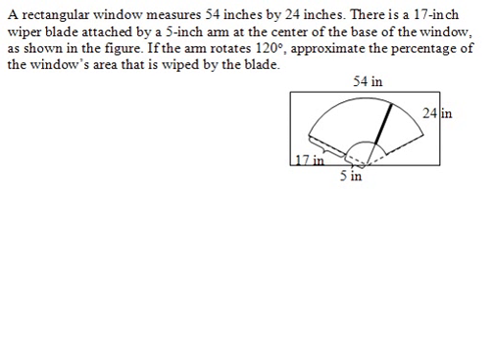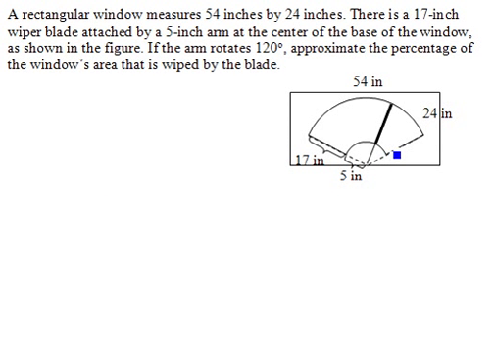A rectangular window measures 54 inches by 24 inches. There's a 17-inch wiper blade attached to a 5-inch arm at the center of the base of the window, as shown in the figure. If the arm rotates 120 degrees, approximate the percentage of the window's area that is wiped by the blade. Well, we'll use a couple of pieces of information here.